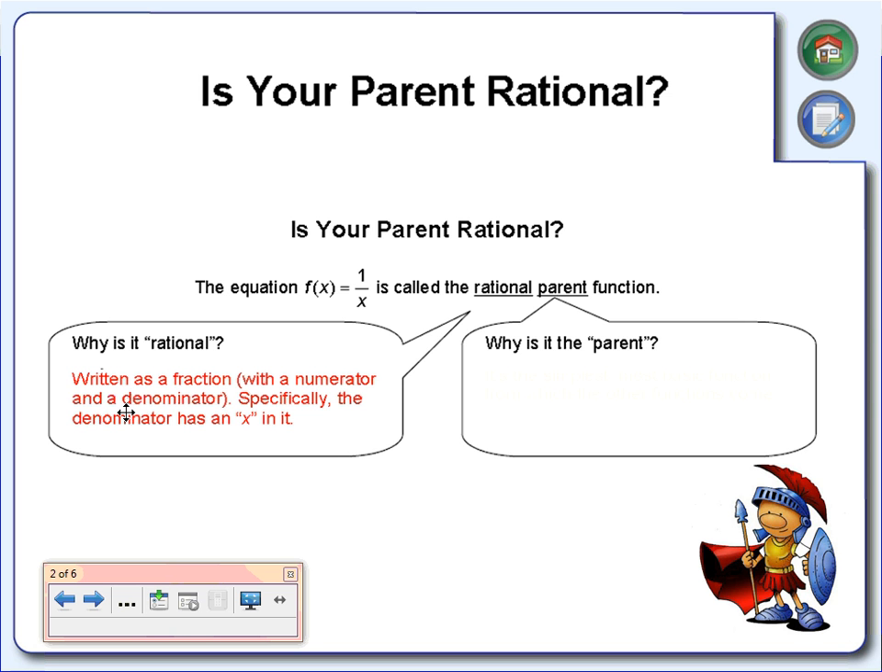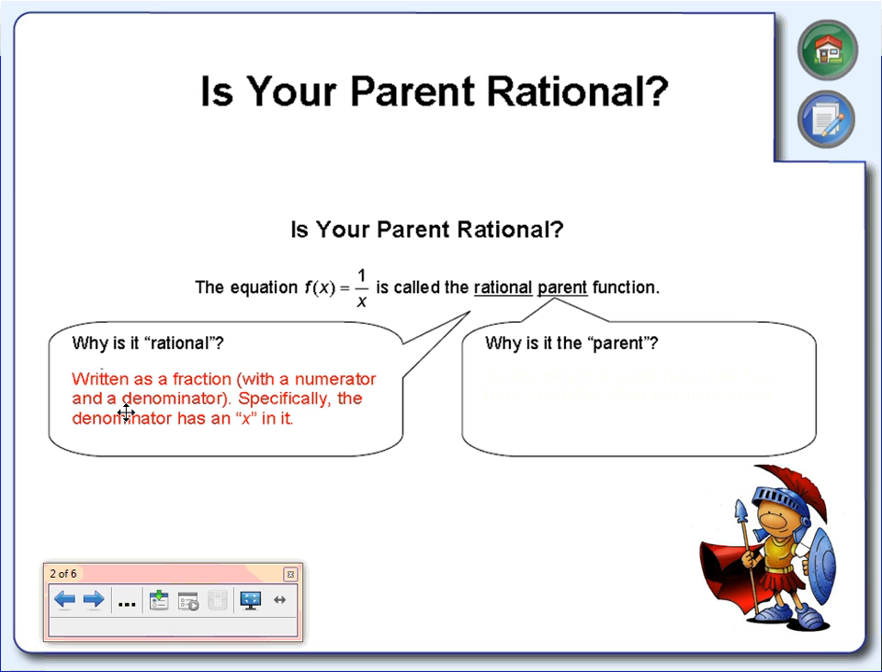But more specifically, because there's an x in the denominator of that fraction. So really we're calling this rational for two reasons. Reason number one, it's a fraction, but more specifically because there's an x in the denominator of that fraction. So that's what the rational part means. It's a fraction with an x in the denominator.